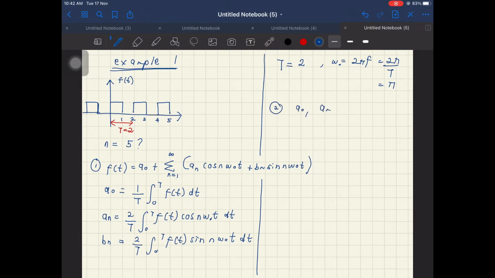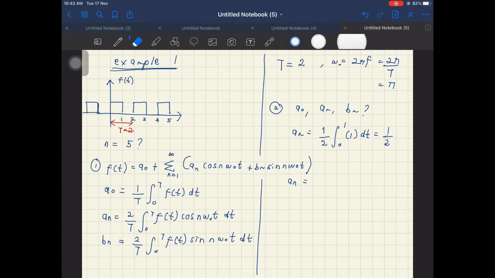Alright, moving on in finding a naught, an and also bn. It's just a simple calculation where you just insert all the values that you have into the coefficients that you have written before. That's why it is a good practice for you to write the coefficients beforehand. In the examination, for example, if you are a bit nervous or forgot your equation, you still can rely on the one that you have written before.